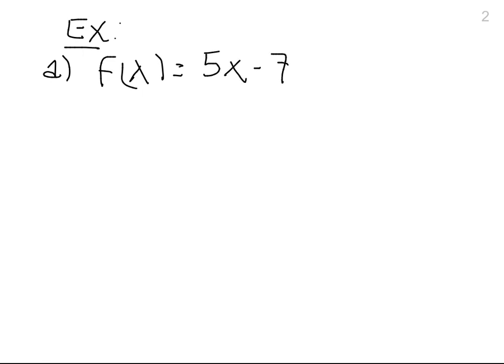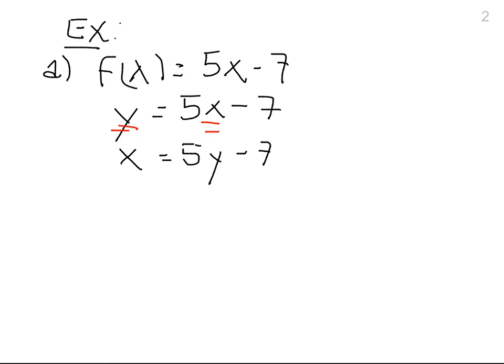So first example, we're given f of x equals 5x minus 7. First step, rewrite f of x as y. Second step, switch the position of the x variable and the y variable, giving us x equals 5y minus 7.